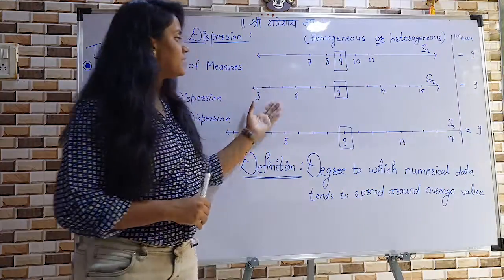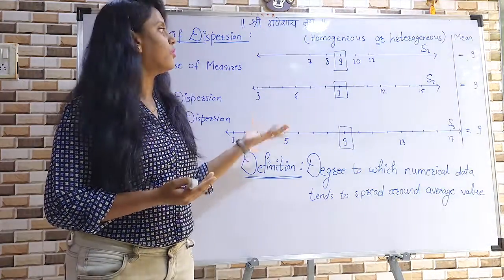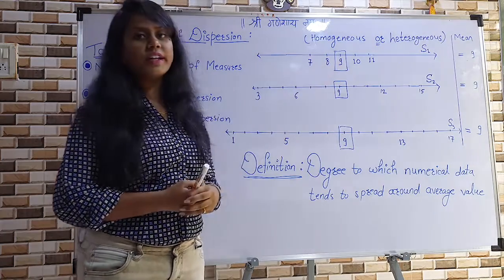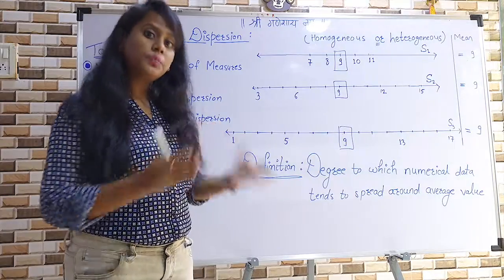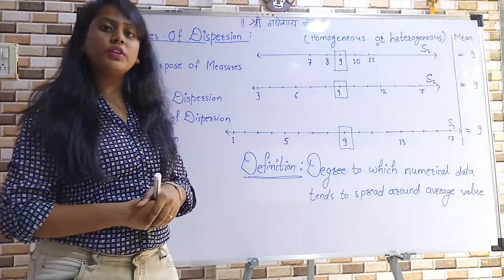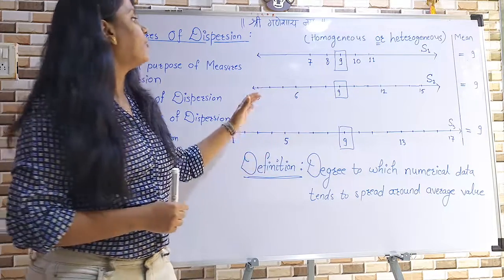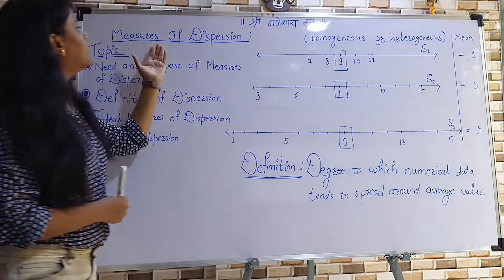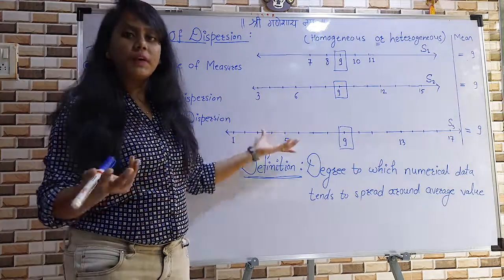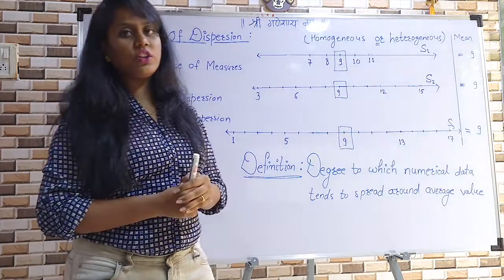But now after seeing these series, is it enough? No, of course not, because it tells you the central value around which your data clusters, but how much dispersed the data is from your central value is also important to find out. It is also important to note down. And for that we need the measures of dispersion. So ultimately, what is the purpose? To check the homogeneity or the heterogeneity of the series.